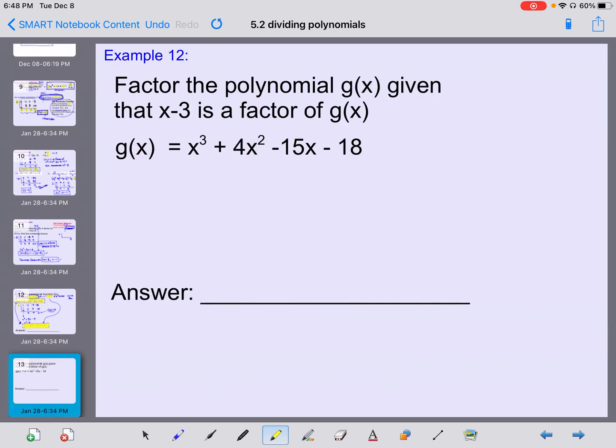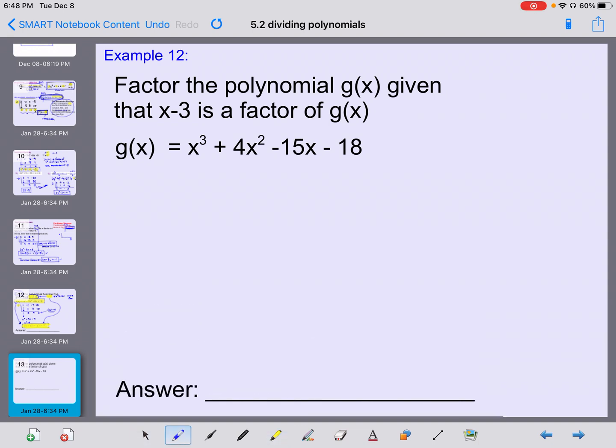All right, one more problem. Go ahead and see if you can do it on your own. Pause the video and see if you can do this.